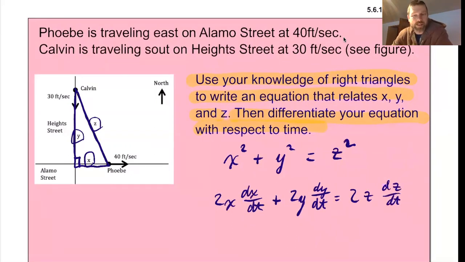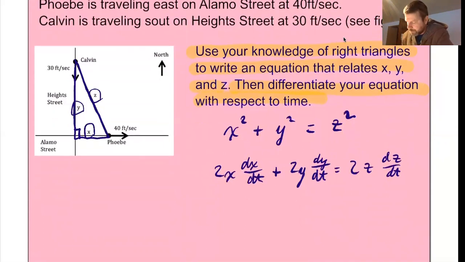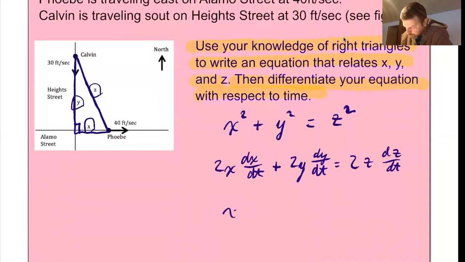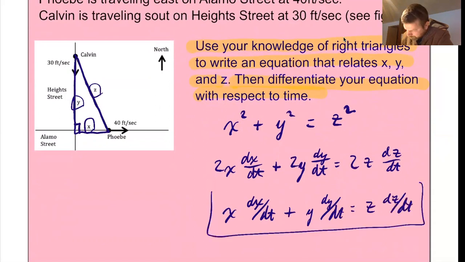I can leave my answer like that. If I wanted to, I could divide all of those by 2 and simplify my equation a bit. I think I'm going to do that. I'm going to rewrite this as x times dx/dt plus y times dy/dt equals z times dz/dt.